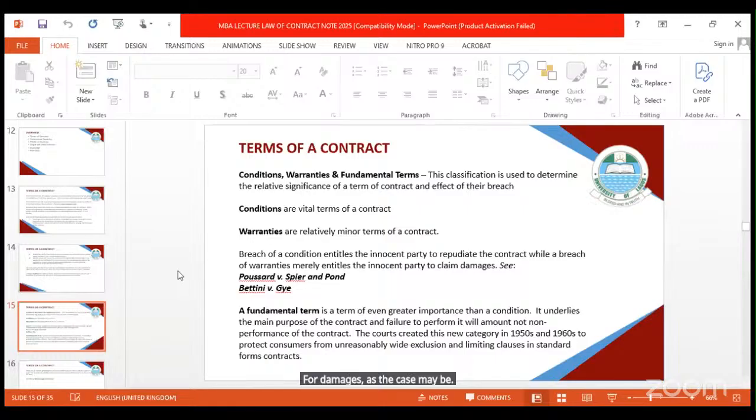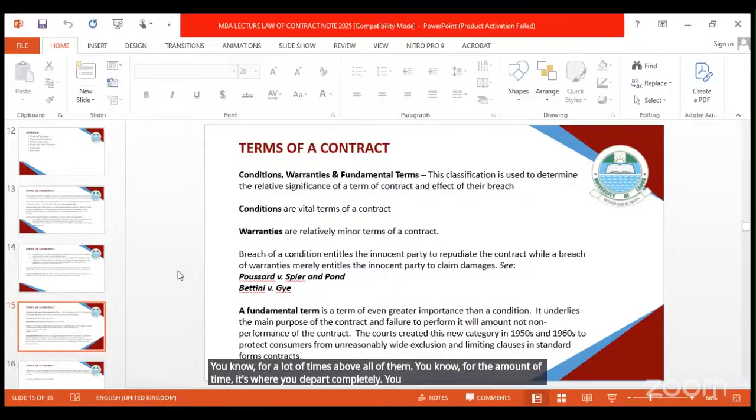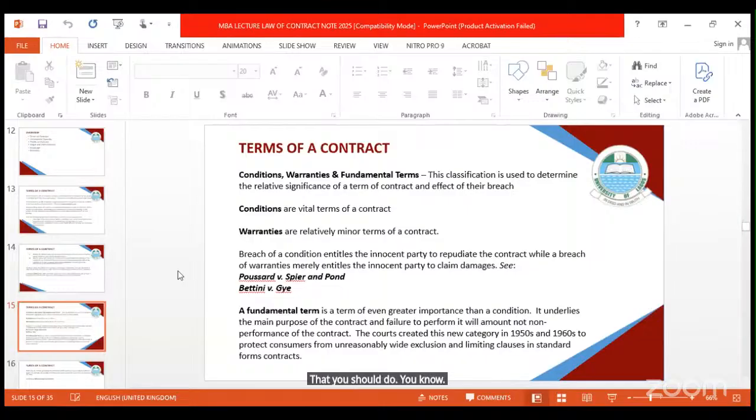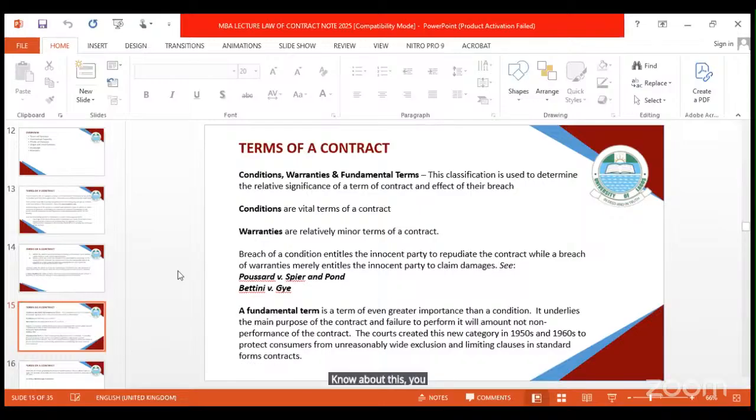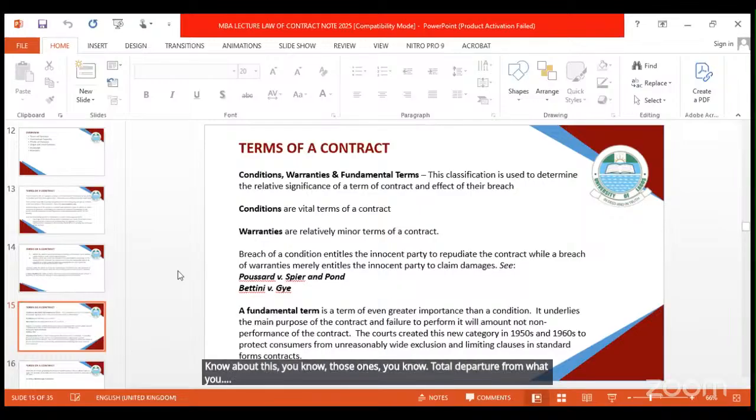Now, in all of this, the fundamental term is above all of them. The fundamental term is where you depart completely from what the parties intend that you should do. It could be that they hire you to come and do the training. Then instead of coming yourself, you send someone that doesn't have any of the things you need to know about teaching. Total departure from what you're asked to do.